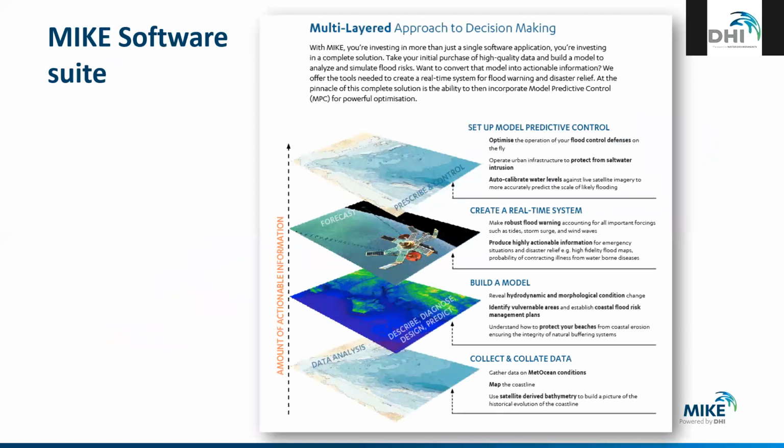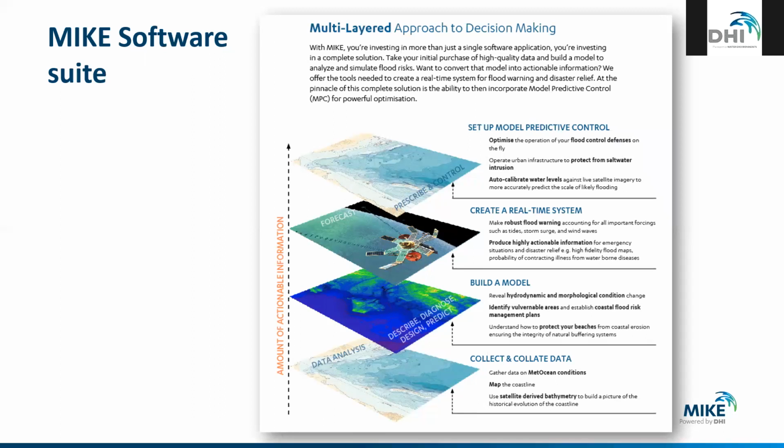So the MIKE software suite: the main message I want to get across here is that it's not just a piece of modeling software to calculate, say, flows in a harbor or flows through a sewer pipe. It's actually a platform that you're investing in when you get into the MIKE software suite. So this is an example for coastal flooding.